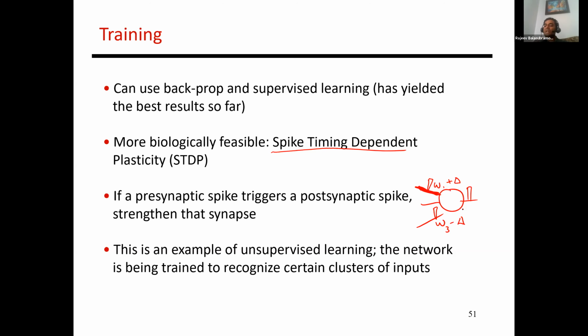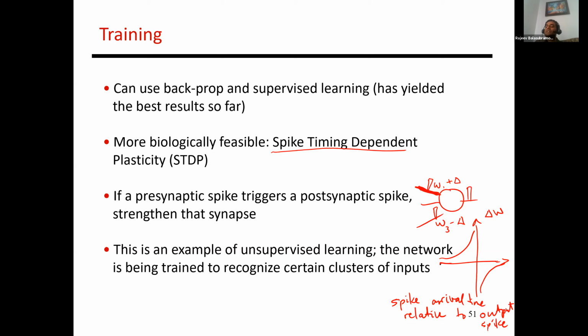Okay, so if I were to express this as a graph, this is what STDP looks like, right? Where the y-axis is the delta W, so how do I change my weight? And the x-axis is the spike arrival time relative to the output spike, right?